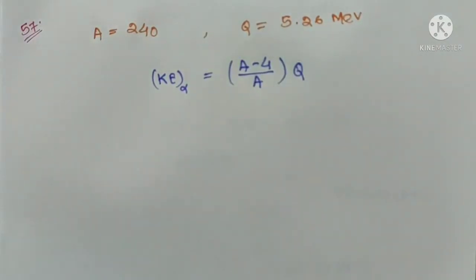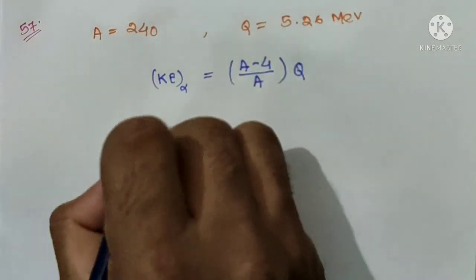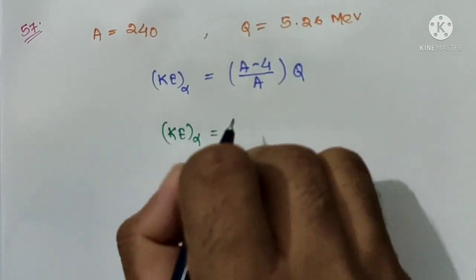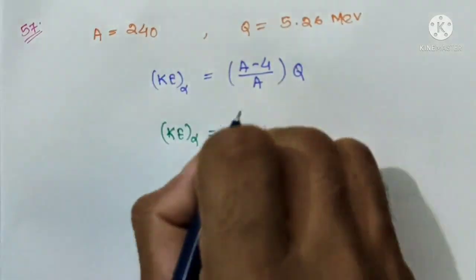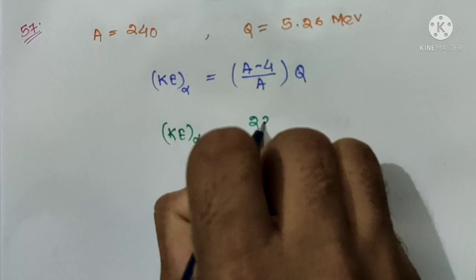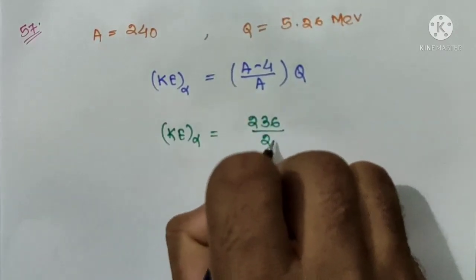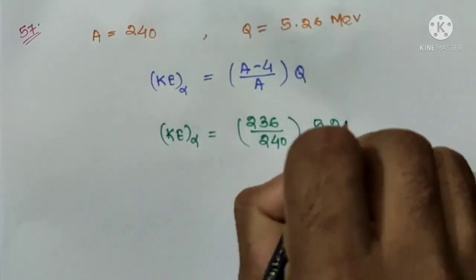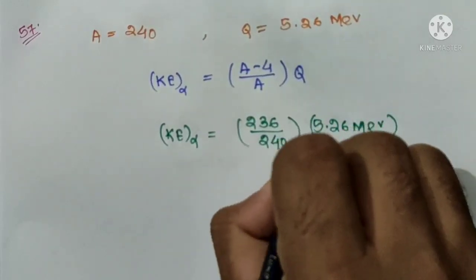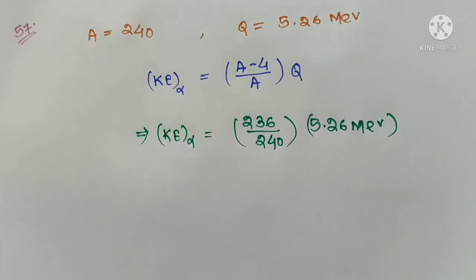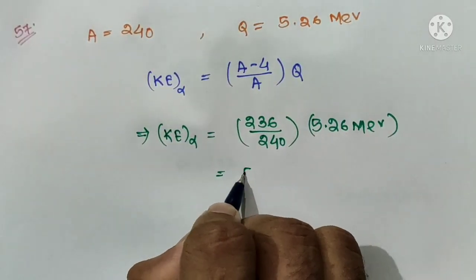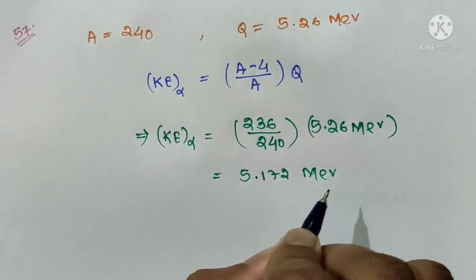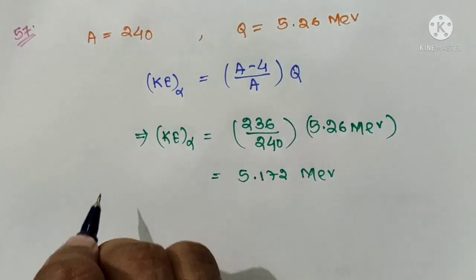So use that formula. Kinetic energy of alpha particle equals, A is 240, so 240 minus 4, 236 over 240, Q value 5.26 mega electron volt. So now calculate it, and it is equal to 5.172 mega electron volt. So your correct option is option B.